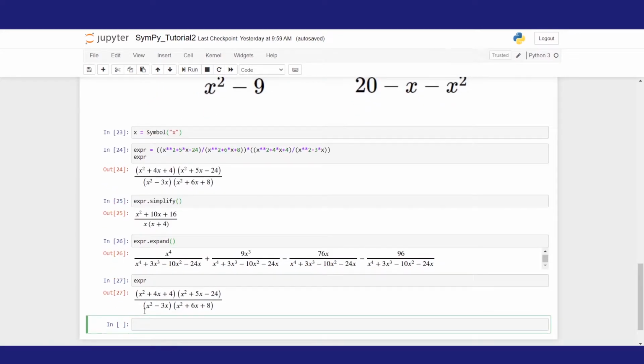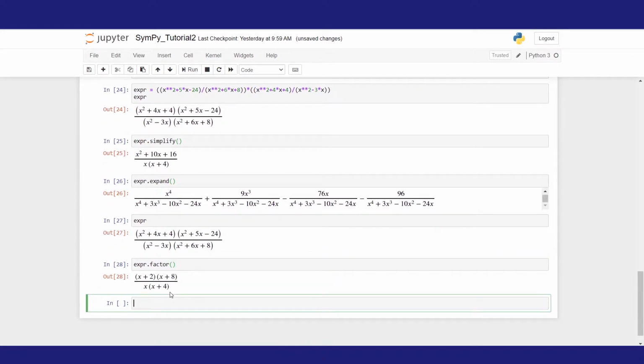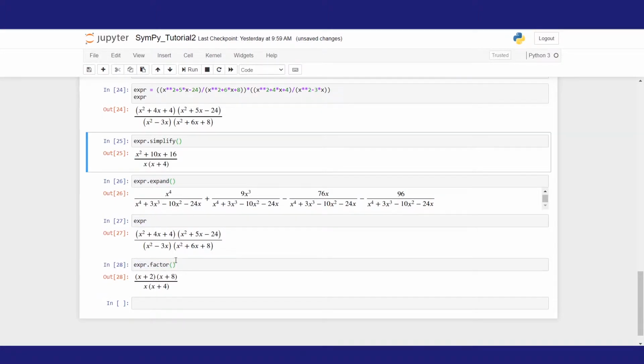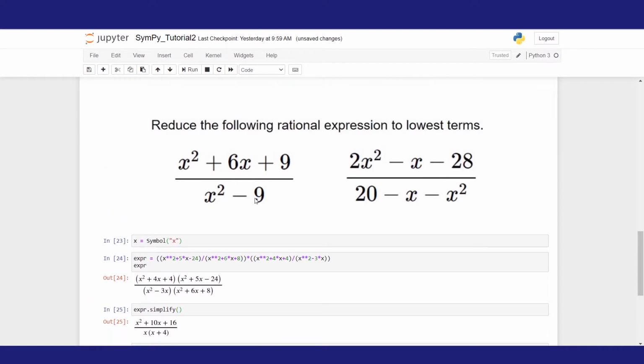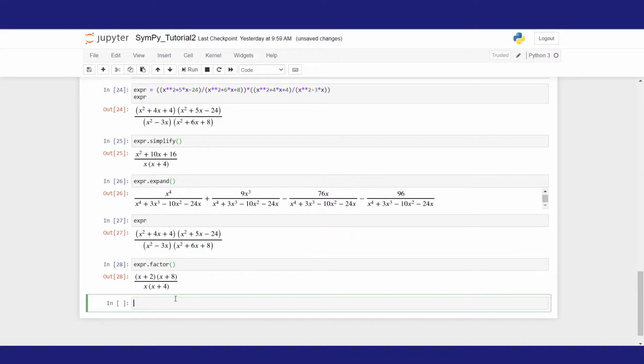I'm going to say expr dot factor. When I do that and run it, this is going to give me x plus 2 into x plus 8 over x into x plus 4. So this is the same stuff, but expressed in a different way depending on the method we want to go into. We have factor here, expand here, and simplify here. This is how you can play with expressions even before you apply substitutions.